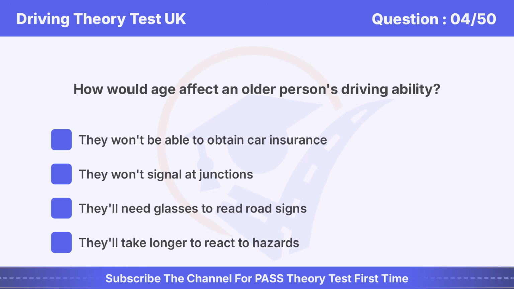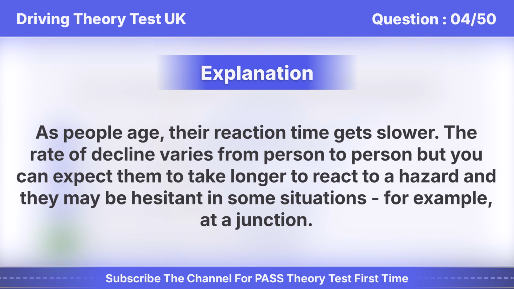Question 4. How would age affect an older person's driving ability? Answer is D. They'll take longer to react to hazards. As people age, their reaction time gets slower. The rate of decline varies from person to person, but you can expect them to take longer to react to a hazard, and they may be hesitant in some situations, for example at a junction.